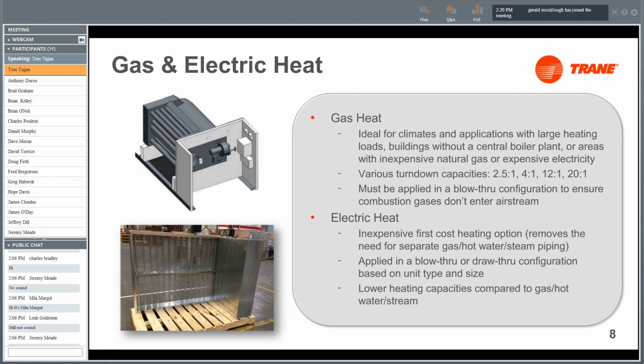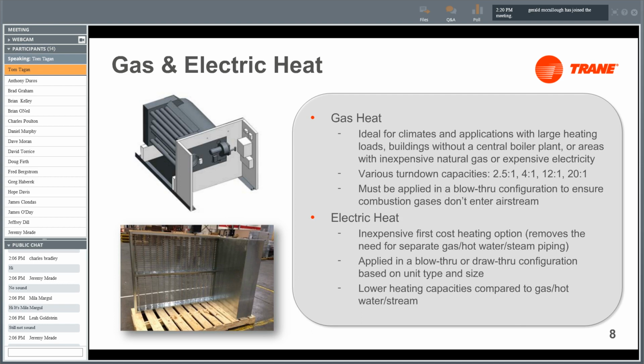So your gas heat, you'll see things like turn-down capability, and that's the ability of a gas heater to modulate your gas input to match your heating requirement when you're not at full airflow. So typical turn-down capacities you might see are 2.5 to 1, 4 to 1, 12 to 1, 20 to 1. The more turn-down you have, the tighter control you're going to get on your gas heat, but the more expensive the gas heat module will be.